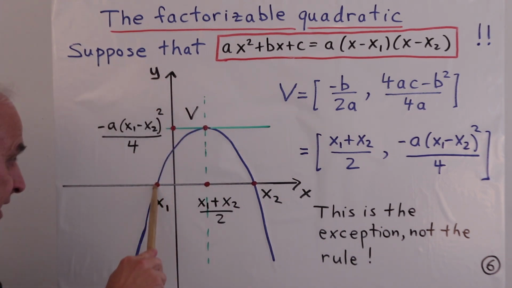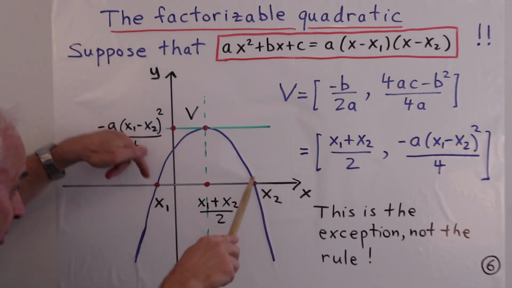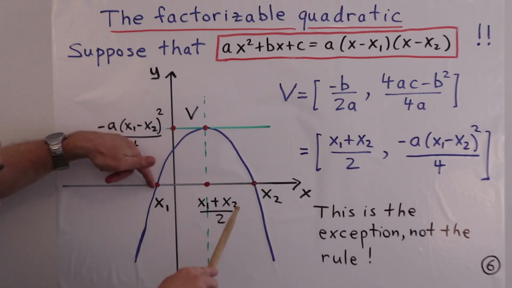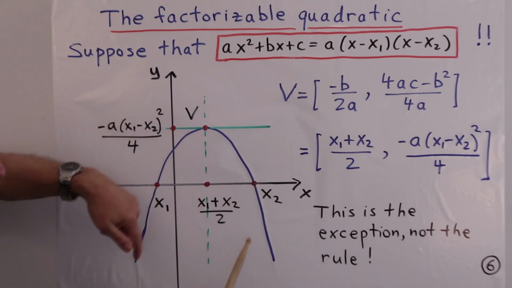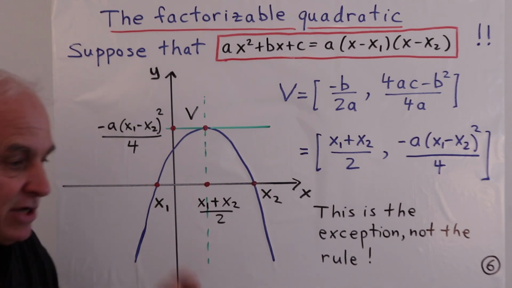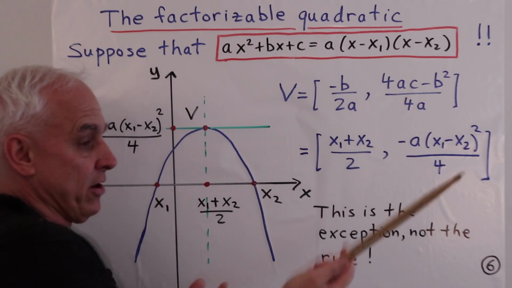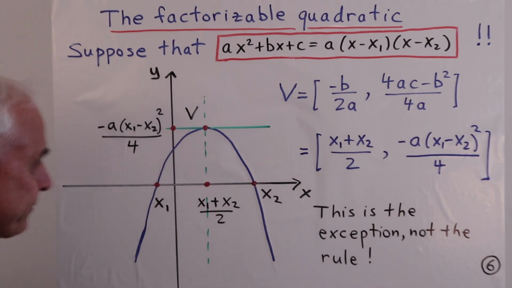In this case, the two places where it crosses the x-axis are actual numbers. There's actual numbers here called x1 and x2, and the parabola actually goes through those points. Not just approximately, but exactly. And that's obvious because we've started out with this factorization.